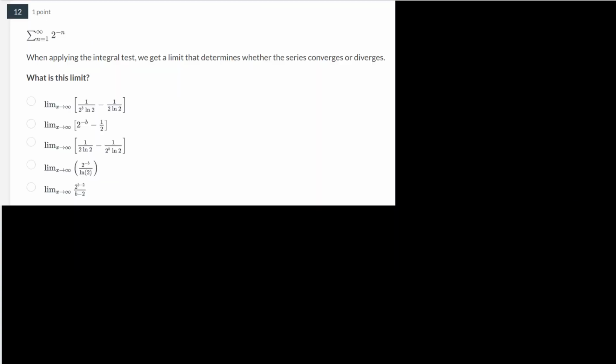Number 12, this is probably the hardest one because you have to set up the integral and then you have to take the limit. Here we have the series going from n equals 1 to infinity of 2 to the negative n. And so we're going to take the integral going from 1 to infinity of 2 to the negative x dx. That's the integral. Now that you have the integral set up, we're going to have to take the antiderivative so that we can figure out what the limit is of that integral.